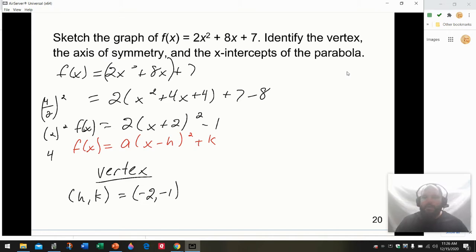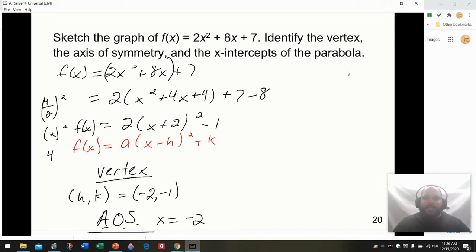That is where the parabola, in this case, the bottom of the parabola is going to be. Now, the reason why we know it's the bottom is that the lead coefficient here, this a, is +2. So our parabola is going to open up. The axis of symmetry, we find the axis of symmetry by simply writing x equals the number that you have in the vertex. So in this case, the vertex number was -2. So the axis of symmetry is going to be x equals -2.